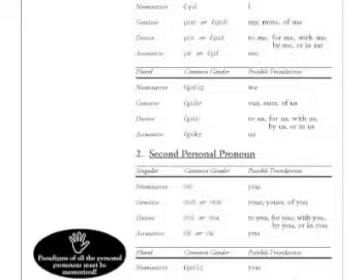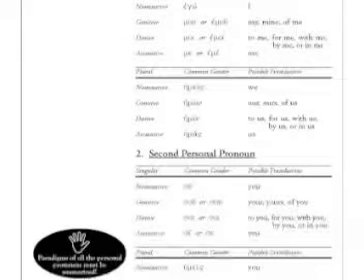Let's go over the singular forms of the first personal pronoun. Say the word after me. Ego, mu, moi, me. And again, ego, mu, moi, me.